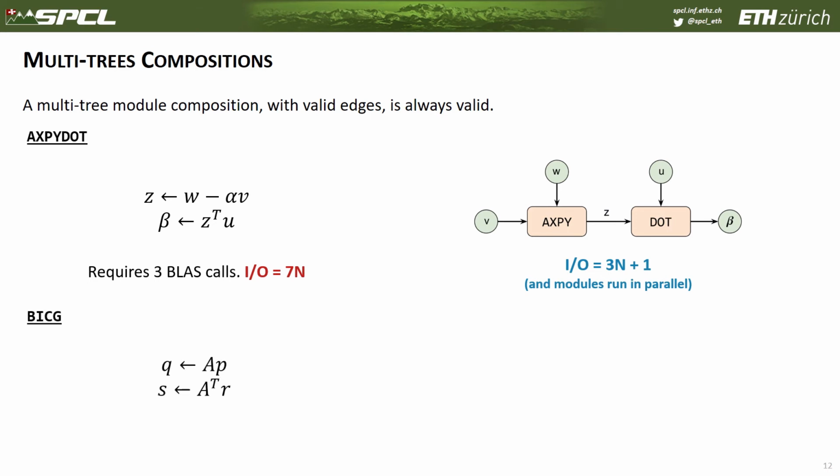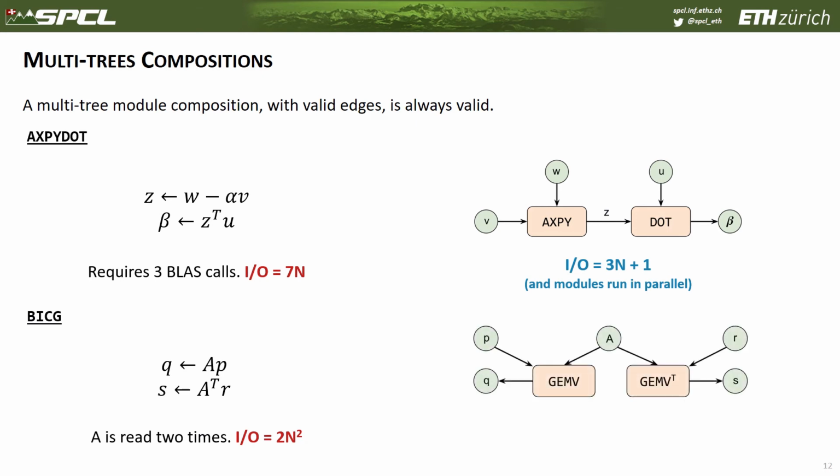In BICG, which is a computation used in biconjugate gradient, we have operations that involve a matrix A of n by n elements and p, q, s, and r that are vectors of n elements. So this will require two matrix vector multiplications, therefore reading the matrix two times. But we can use also in this case a streaming composition. We can read A only once, assuming that the two GEMV modules accept the data streamed in the same way.